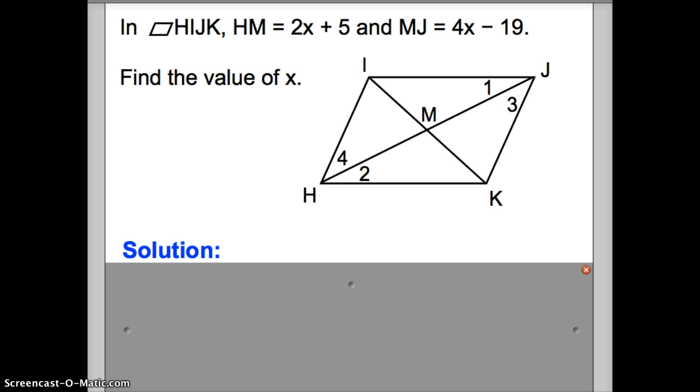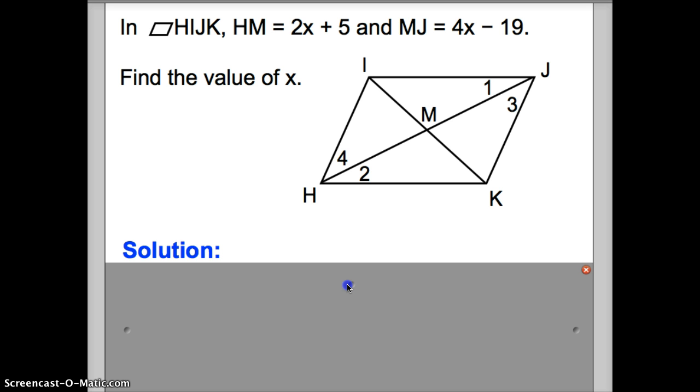If you turn your worksheet over, this is example 1 on the front side of the page. You'll see the solution is there. The example is as follows. An algebraic connection having two expressions, 2x plus 5 for HM and 4x minus 19 for MJ. Find the value of x applying one of the theorems or definitions that we just discovered.